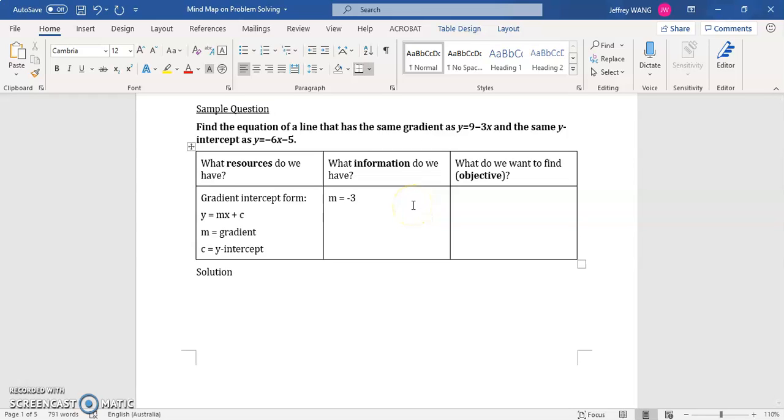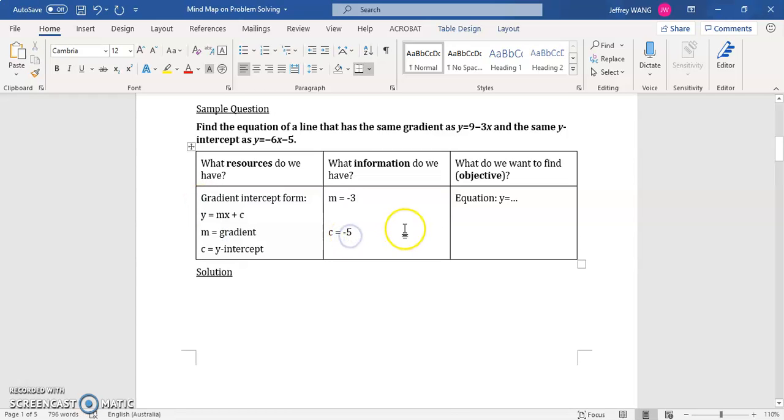And then we can also say the y-intercept is the same y-intercept as this line. So the y-intercept, which is the c value, is going to be equal to the constant which stands alone, which is this figure. So that's minus 5. Now let's think about our objective. Our objective is to find the equation. So we need to have an equation, and the equation will begin with y equal to some kind of mx plus c.